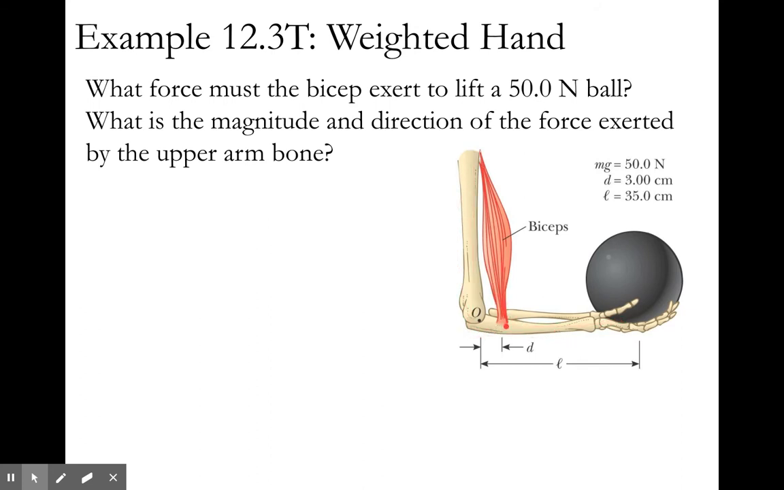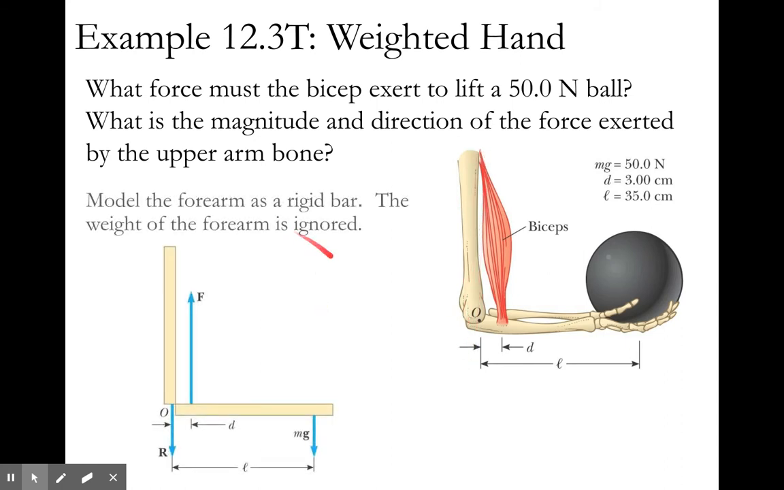So your bicep is attached a certain distance, we're going to estimate it to be about 3 centimeters from your elbow. And then the length of the forearm we're saying is 35 centimeters, and a ball that weighs 50 newtons is what you're supporting. So the question is, what force does the bicep exert to hold this up? And then there's actually a reactive force from the upper bone as well. We want to find out what both of those are.